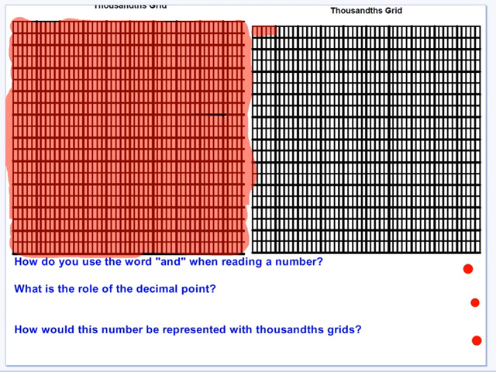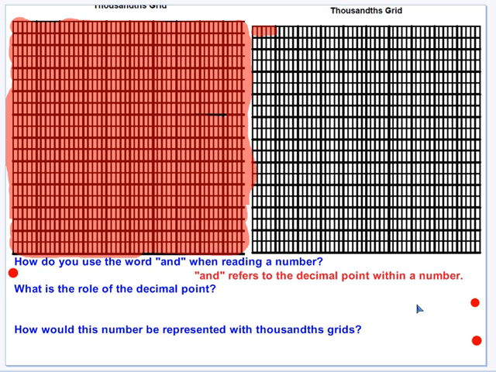Okay, so now we need to talk about how we're going to use the word "and" when we're reading a number. How do you read this number? How can we say it? I would say I have one whole shaded in, so I have 1, and then I have a part shaded in. So I have 1 and 1, 2, 3, 4, 5. 1 and 5,000ths will give me this number. And the "and" separates my whole numbers and my decimal numbers, my dollars and my change.